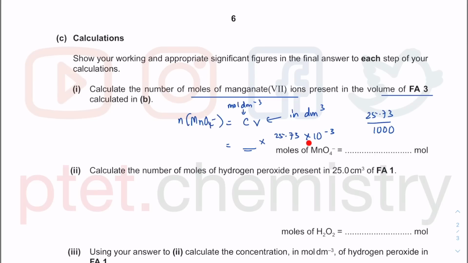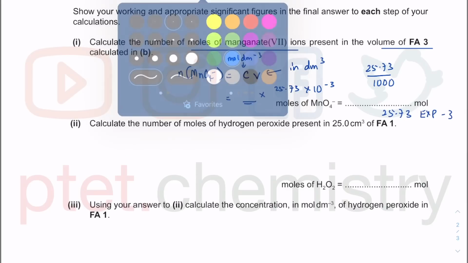Unfortunately, if you don't know how to key in times 10 to the minus 3 on your calculator, you are in a bad situation. You press the number, and then EXP, minus 3 on your calculator. It means divide by 1000. It means times 10 to the minus 3. The concentration of KMnO4 was given earlier in the question. I'll just do this last bit here.